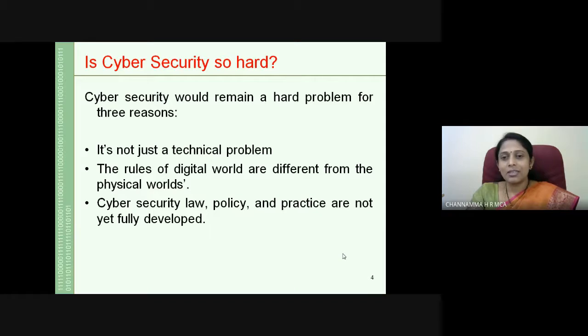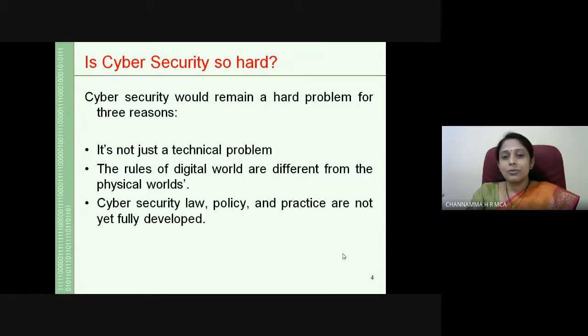So that is another reason, where the other participant mentioned awareness. We need awareness about the online or digital world, how it works. Otherwise it will be very difficult. And the third one is that cyber security law, policy and practice are not yet fully developed.